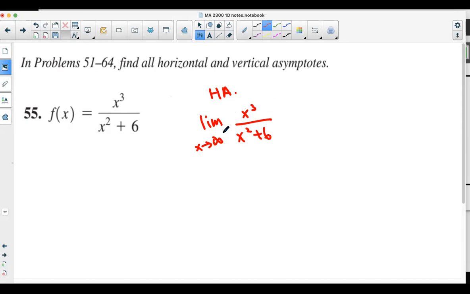Remember we talked about the orders of the functions? x cubed versus x squared, which one is bigger? Of course, x cubed is much bigger, isn't it? Top is much heavier. So since top is much heavier, this will be approaching positive infinity. Then do I have a horizontal asymptote? No, I don't have a horizontal asymptote here.